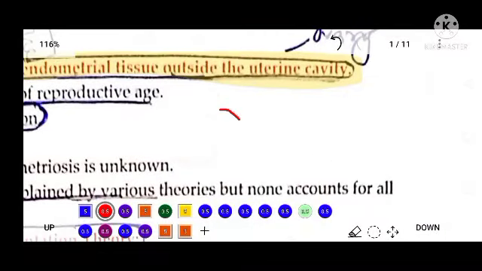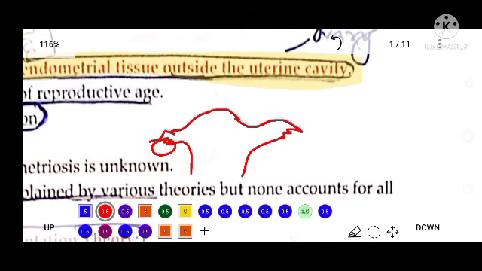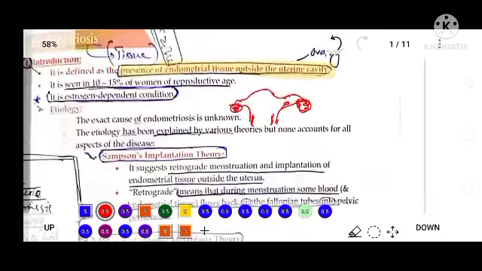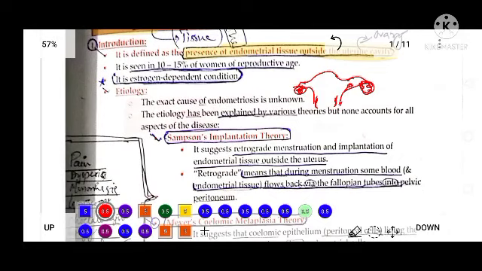So the normal uterine cavity is drawn like this, and ovaries are here, and endometrial tissue is present here. But when endometrial tissue is present outside of the uterus, like in the fallopian tube or in the ovaries, that condition is known as endometriosis, and it is an estrogen dependent condition. It means that in any disease or condition in which estrogen is increased, endometriosis can develop.